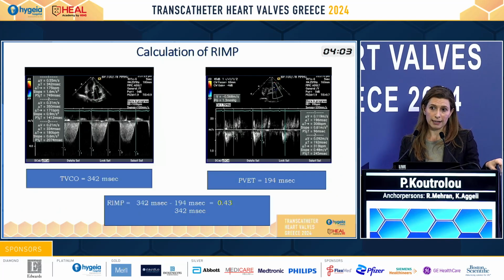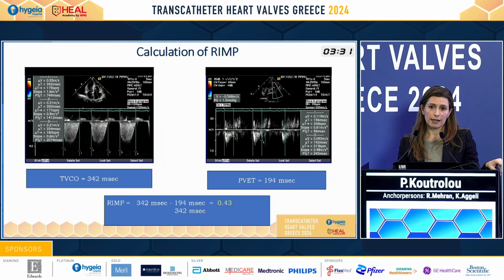Here, for example, I have a patient who has a little bit of tricuspid regurgitation, so we can have a good envelope of the TR, where we can measure the time from the start of our envelope to the end, which is the opening and the close of the tricuspid valve, and then we subtract it from the time that on the right side the pulmonary valve is open. However, again, in our clinical practice, we don't use that number.